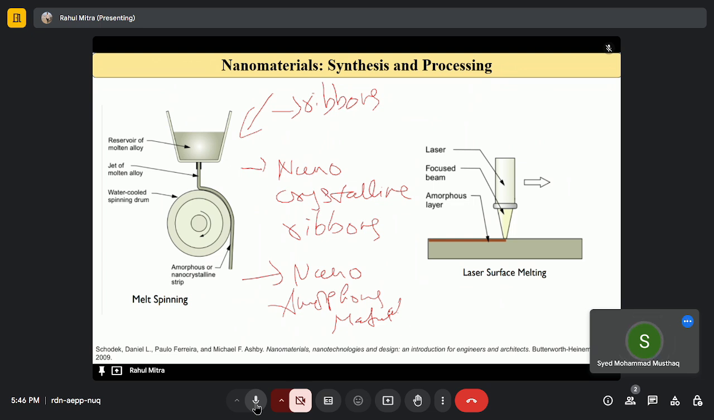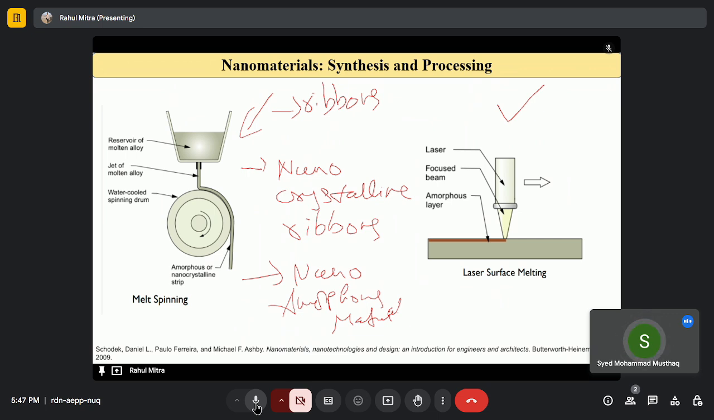And the next process here is laser surface melting. We have a laser. We focus a very fine beam of laser onto a very localized position to melt that localized place. So we use a laser beam for rapid and focused melting of the surface, or the substrate.